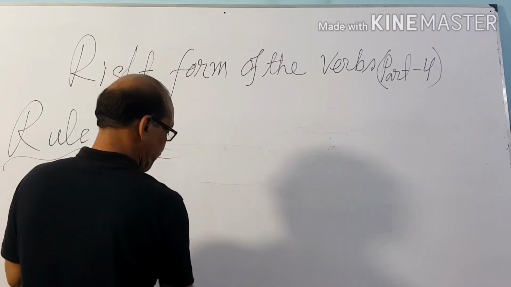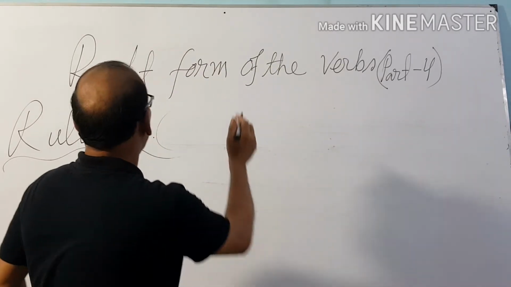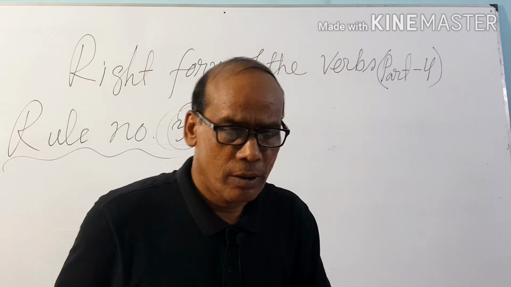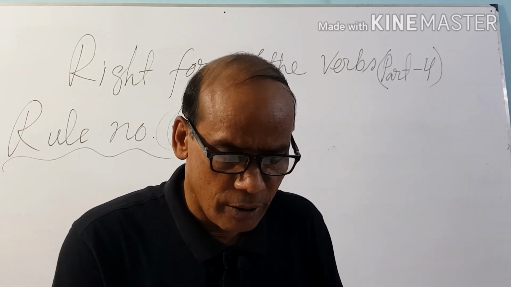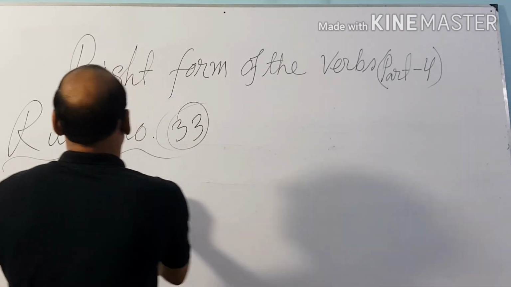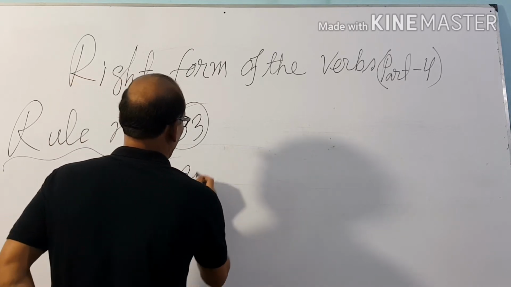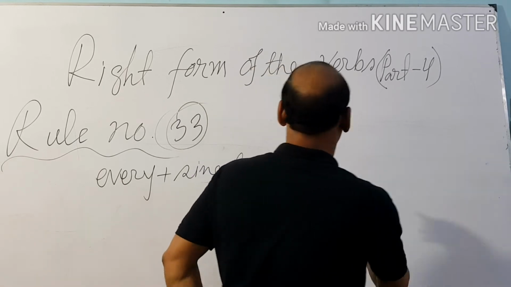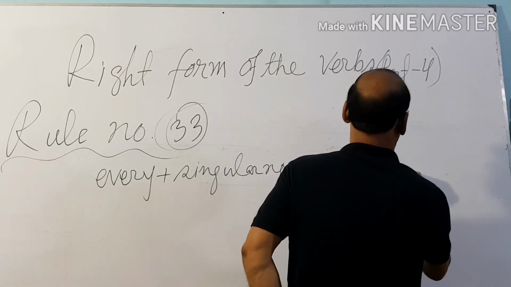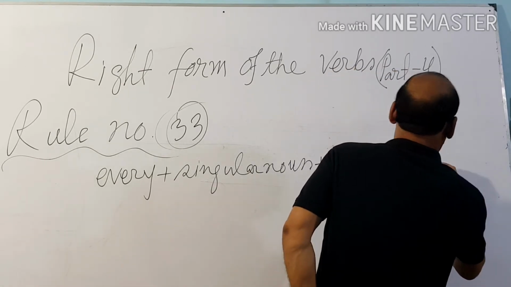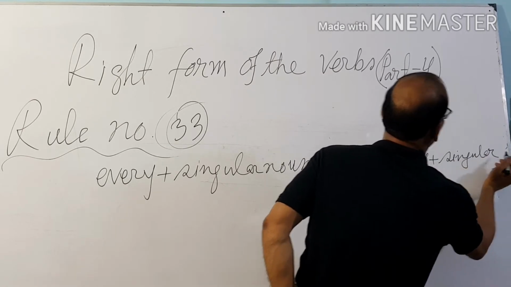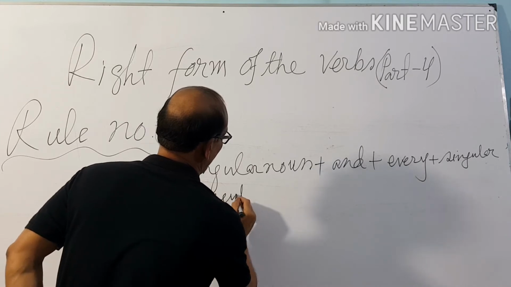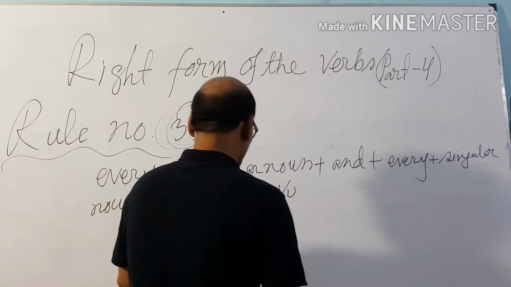And next rule. Oh, that was 32. Mistakenly, I didn't write the number. So that was 32. Now 33: every plus singular noun plus and plus every plus singular noun plus singular verb.